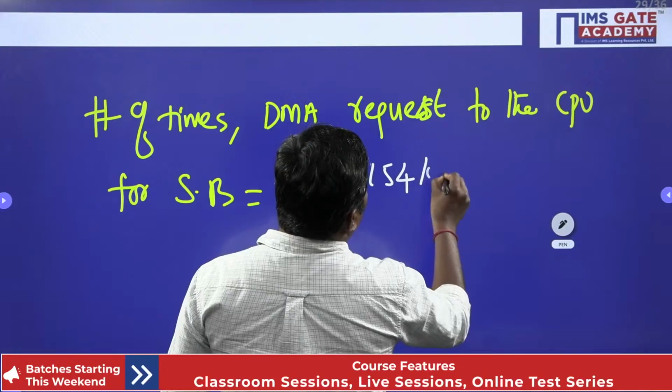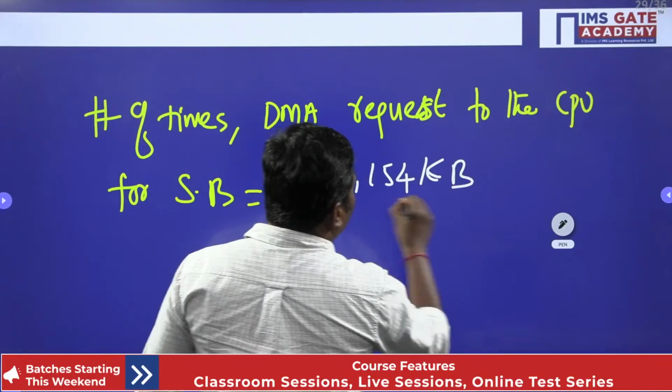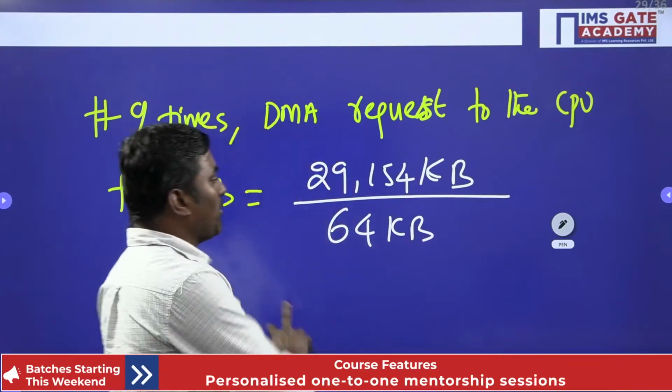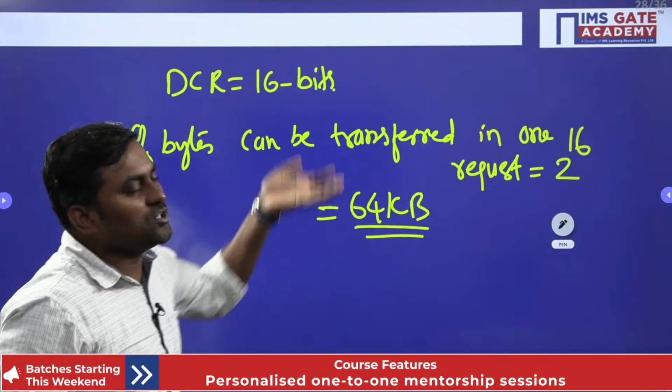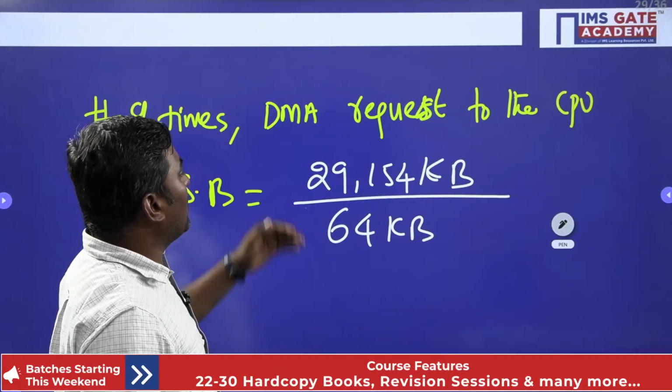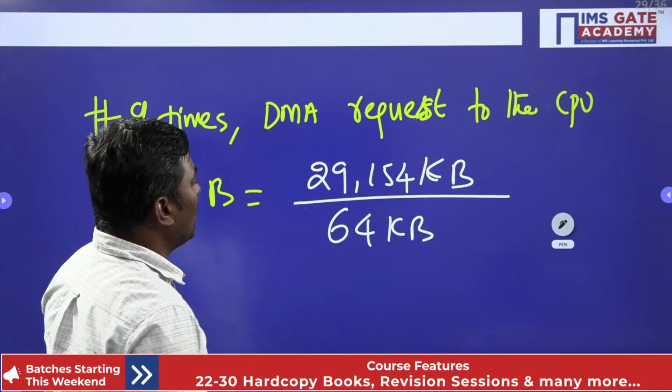29,154 kilobytes you are transferring, right? So how much can you transfer at one time? 64 KB, right? Once you get the system bus, you can transfer 64 KB, then release the system bus. Then again inquire. So the number of times you must inquire for this large file is what we need.